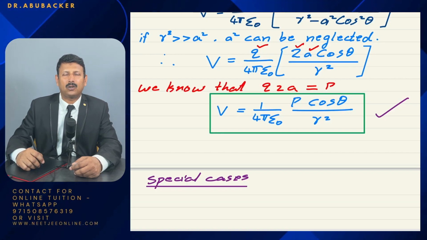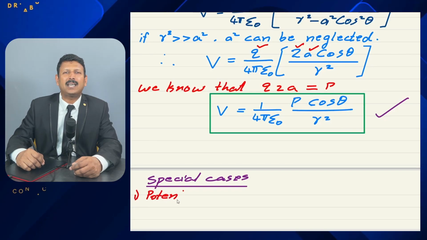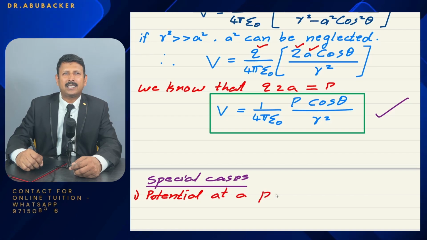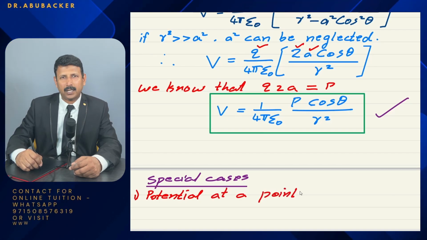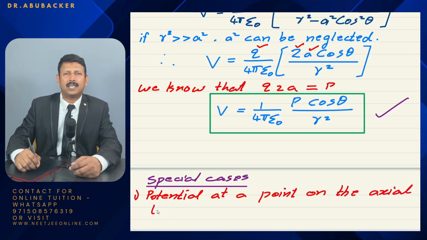First case. This time there is no need for separate derivations. We are going to do only one derivation. We change the value of theta in the equation. First one, potential at a point on the axis or axial line. Potential at a point on the axial line.